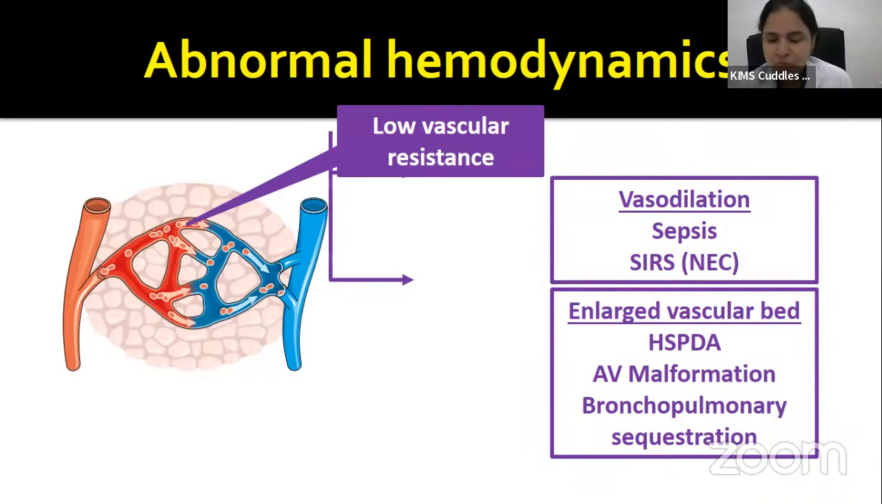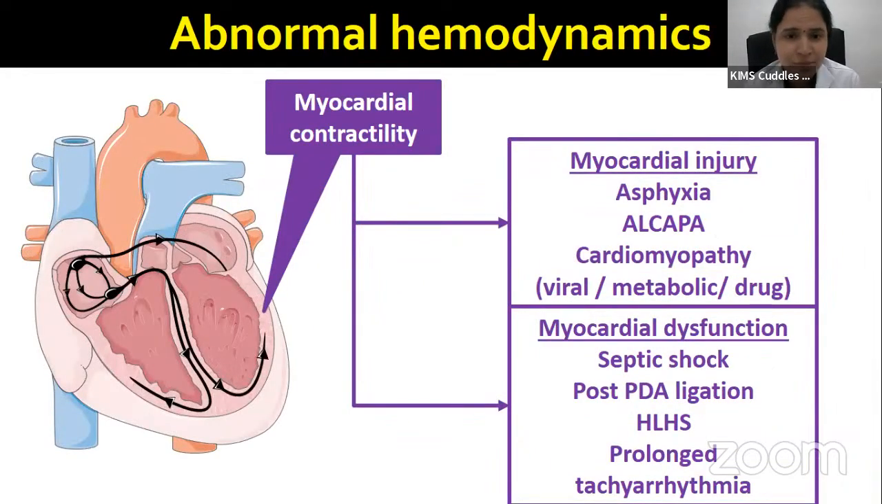So we have conditions where the vascular resistance is at fault, where there can be excessive vascular dilatation, as we saw in sepsis or NEC and systemic inflammatory response syndrome. Or there can be a problem by enlargement of the effective vascular bed. So when there is a large hemodynamically significant PDA and a left to right shunt, the vascular bed becomes effectively much larger. That results in a low vascular resistance scenario, or in a large AV malformation, which is also shunting blood from the arterial to the venous side.